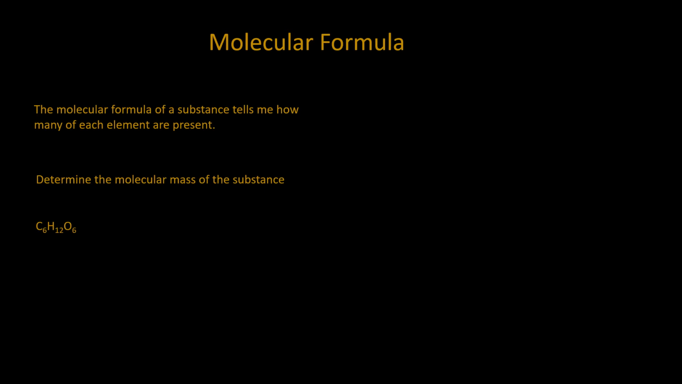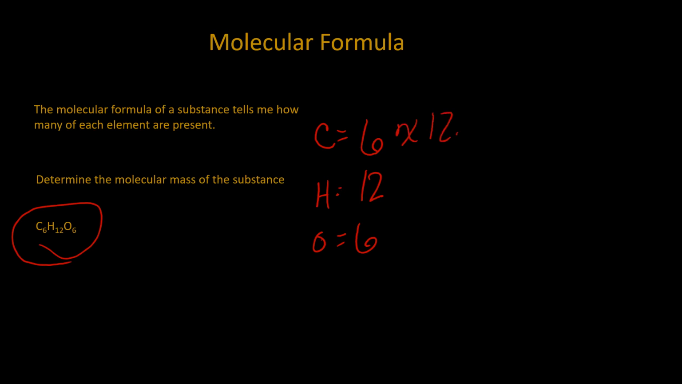The molecular formula tells us how many of each atom is in the molecule. So in this case, carbon has 6, hydrogen has 12, and oxygen has 6. So to determine the molecular mass of this molecule, carbon is 1, and so you multiply those and then you add them together.